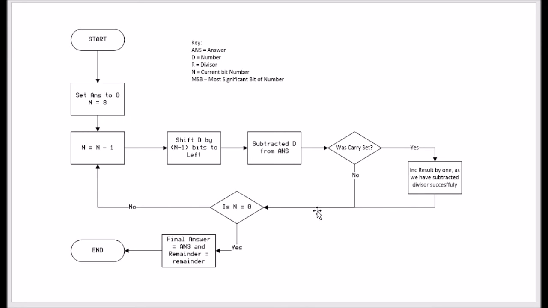Once we've increased the result, we test to see if our indexer is set to 0. If it's not, we loop back round again, but if it is, we jump back out and our final answer is in the answer and our remainder is in the remainder. So we can look at this using code.